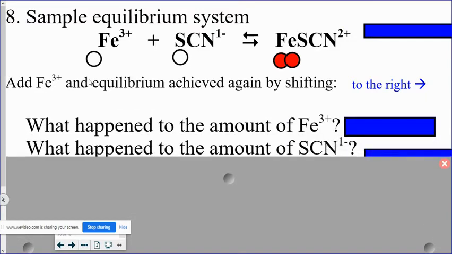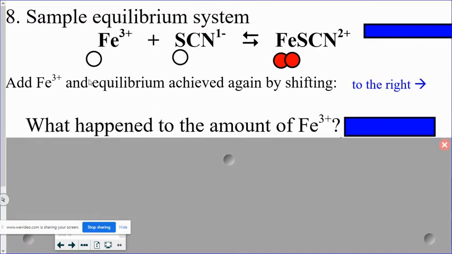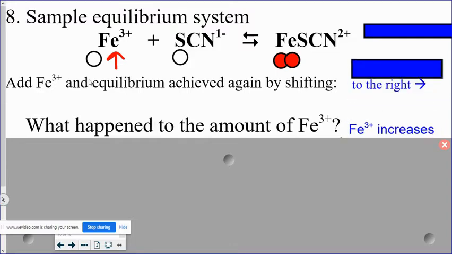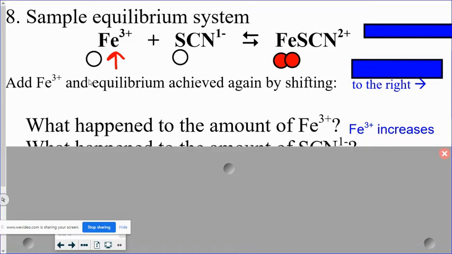What happens to the amount of iron? Well, if I'm adding Fe3+, the amount of Fe3+ is going to go up. The reaction is going to shift to try to get rid of it, but it cannot get rid of all of it. So if you add something, its amount will increase.